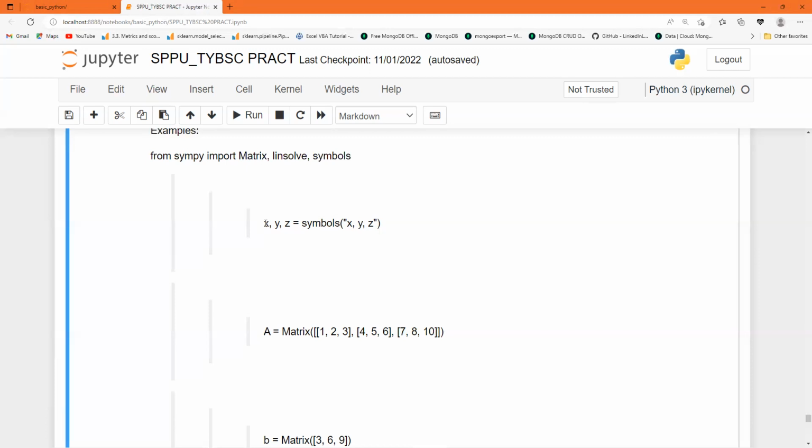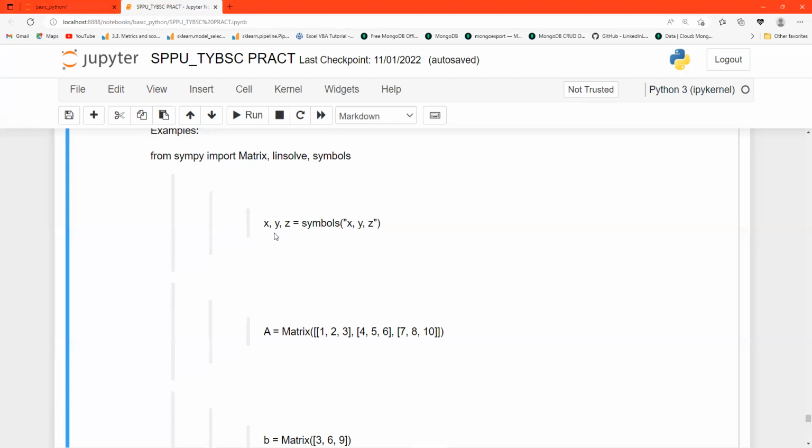So we have to give the three symbols first, because we are going to see a system of linear equations in three variables x, y, and z. So this is x, y, z equal to symbols x, y, z. All of us know how to give these symbols to the matrix.